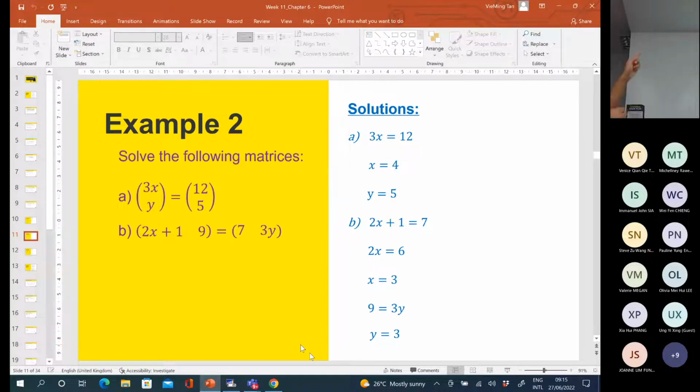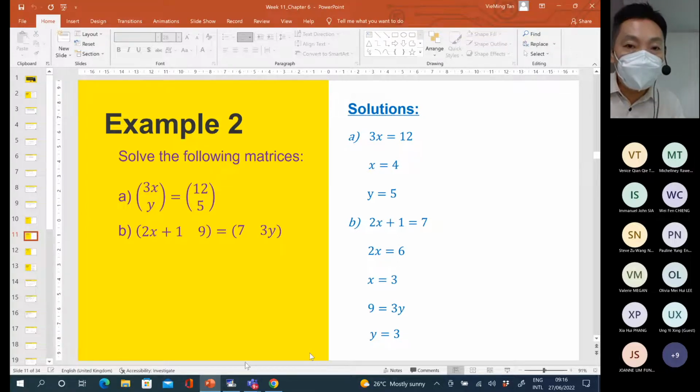Okay, step by step. So for 3x, the location is row 1, column 1. 12 is at the location of row 1, column 1, same position. So we can conclude 3x is equal to 12, because these 2 elements have similar position of column and row. So we write down 3x equal to 12 and then solve the problem for x. x is equal to 4. Okay, then how about y? y is very direct. y is equal to 5, because y and 5 have the same location of row and column.